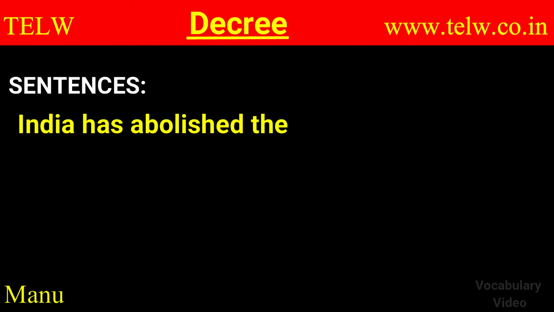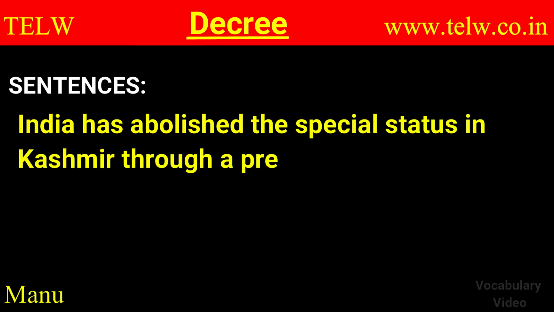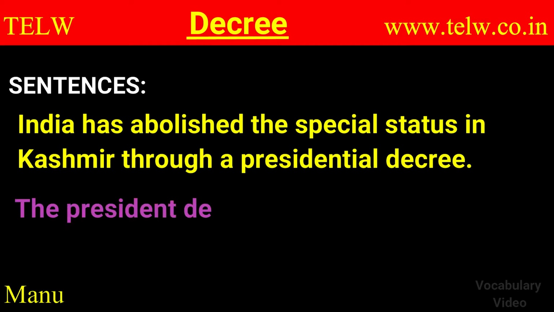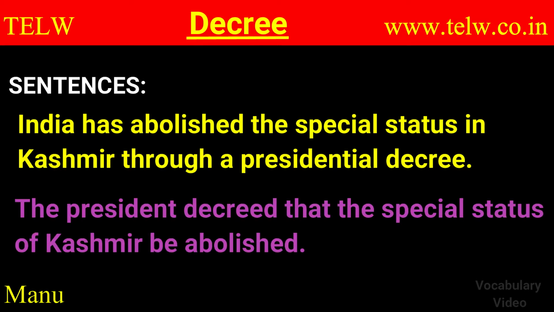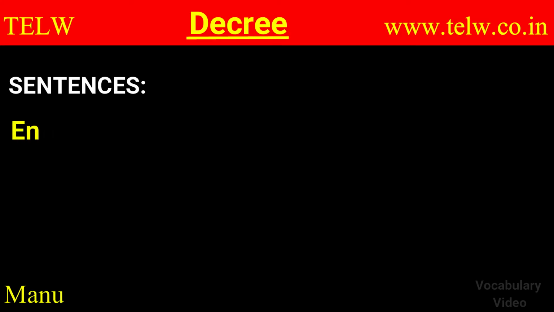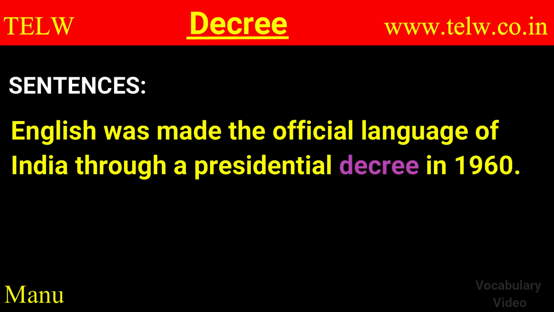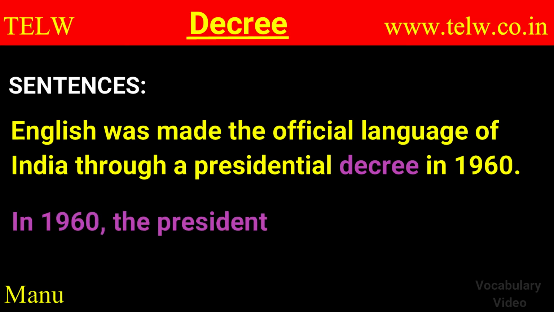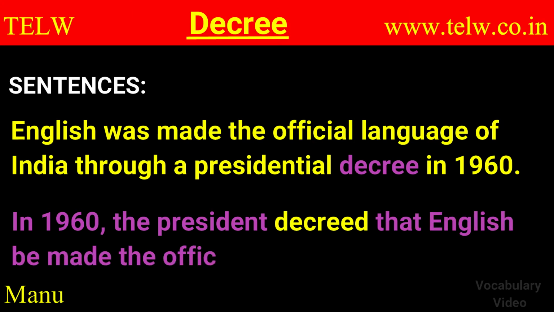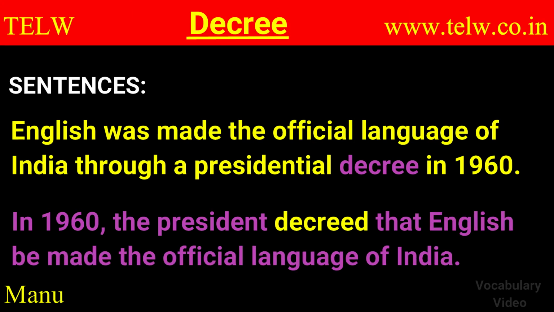India has abolished the special status in Kashmir through a presidential decree. We can also use decree as a verb and say, the president decreed that the special status of Kashmir be abolished. Another one. English was made the official language of India through a presidential decree in 1960. As a verb, we can say, in 1960, the president decreed that English be made the official language of India. Note, it's English be made the official language of India. Be, not is.